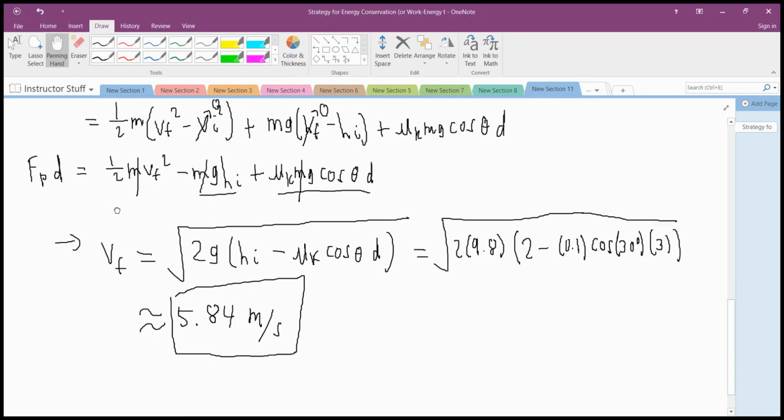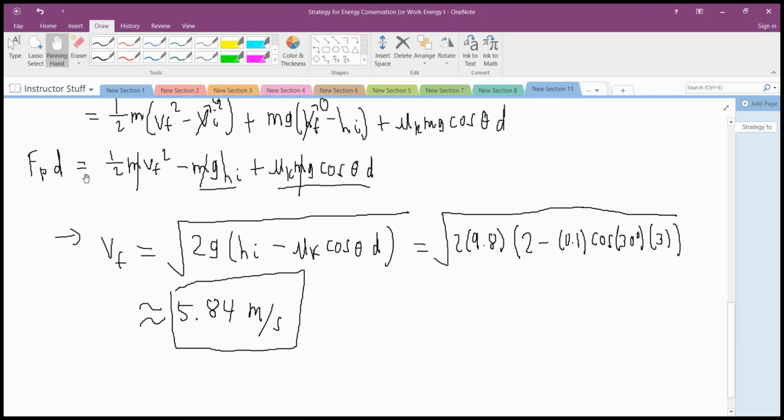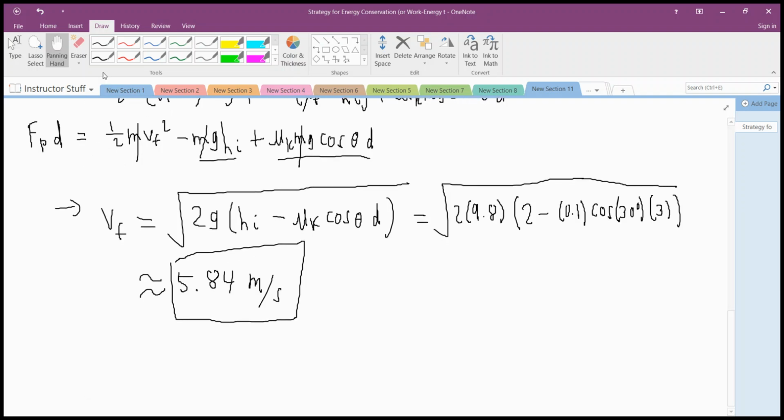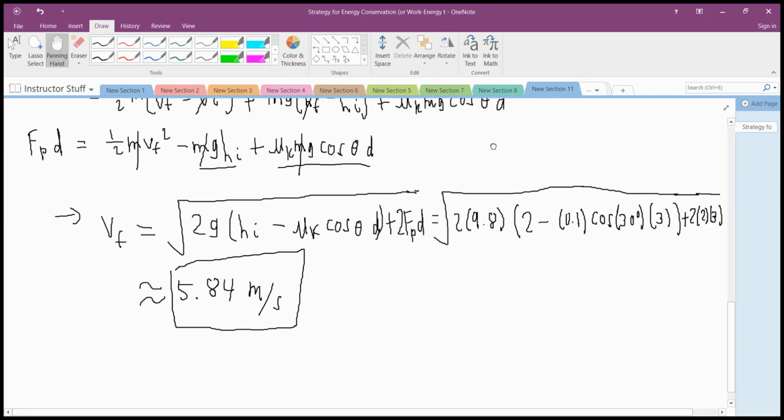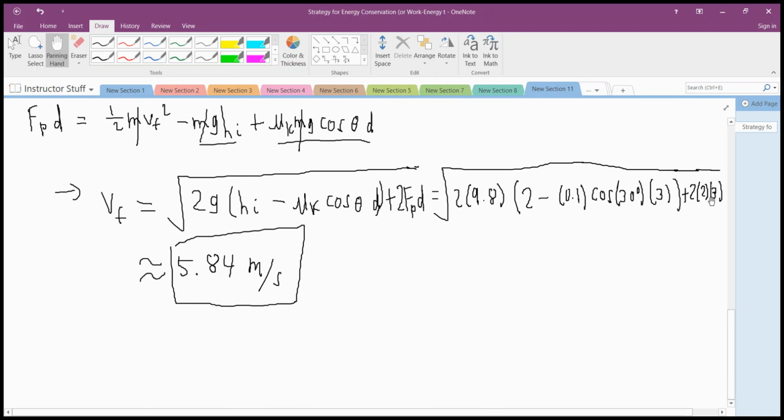So now when I go to solve for final velocity, I'm going to have this extra FpD term, which algebraically you can confirm turns this into, we now have this plus 2FpD term. So now we have this as our final velocity. And then over here, we have this term now. So 2 times the 2 newtons times the 3 meters that our block slides. Let's go calculate that now. What is our new velocity? We got 6.79 meters per second instead.